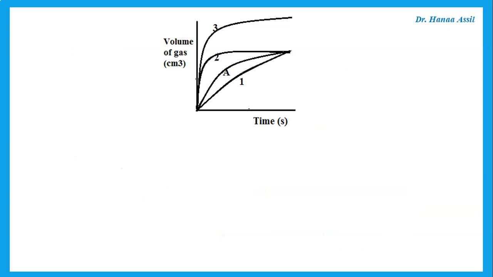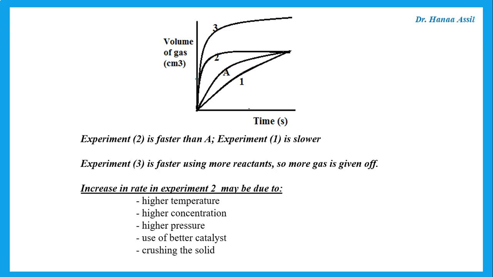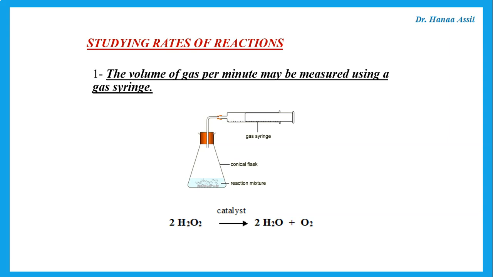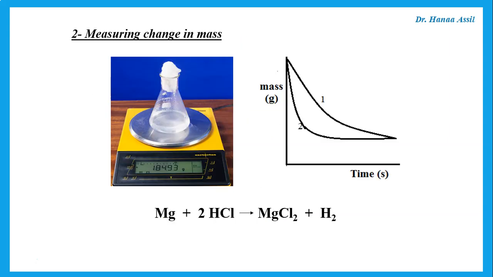And you should know that if I do an experiment A, then changing anything that makes it slower would give graph 1. Anything that makes it faster would give graph 2. When do we have graph 3? If I use more reactant, then I end up with more gas. How do we study the rate of reactions? Well, if it's something that gives out a gas, then either measure the volume of gas every minute or measure the loss in mass every minute.